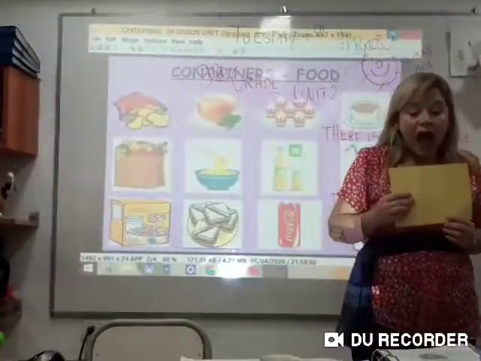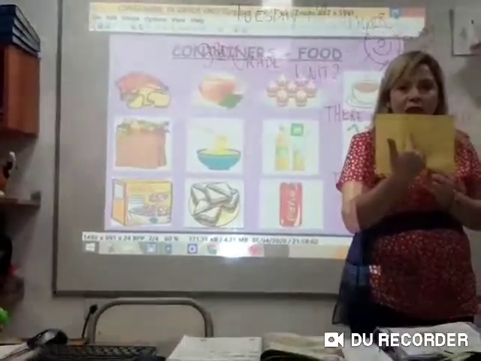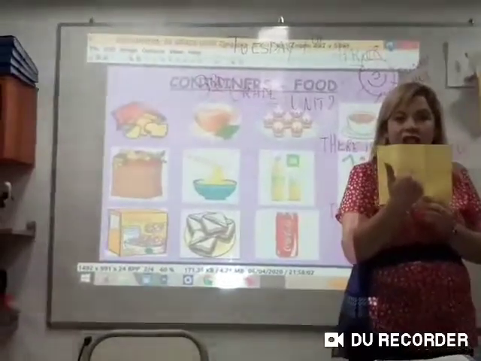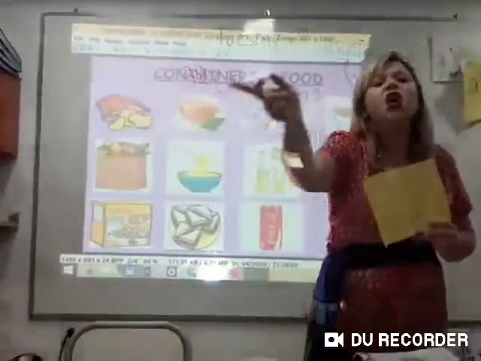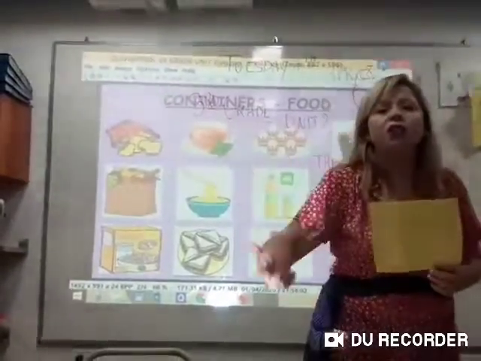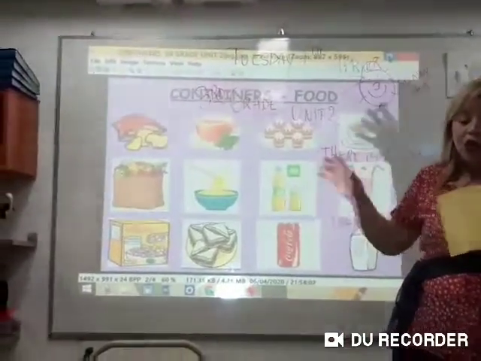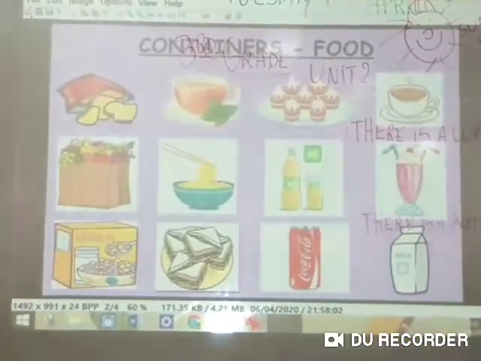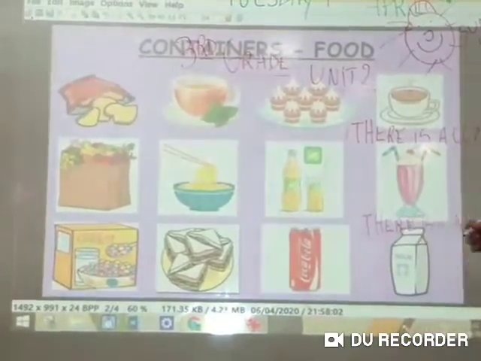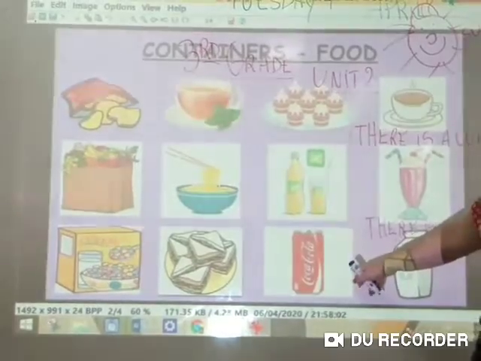Ready? Now, in the middle, you have there isn't. ¿Qué significaba there isn't? No hay. ¿Se acuerdan que vimos there is con los lugares? Bueno, ahora nos toca dar con comida. There isn't a can of Fanta.